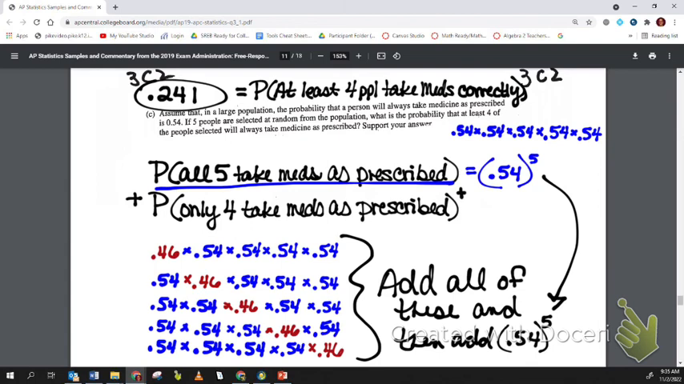Because of this pattern, notice each one of these has 4 people doing it right and one person doing it wrong. And then there are 1, 2, 3, 4, 5 variations because we have 5 people. We're going to have a formulaic approach to this in the next unit.